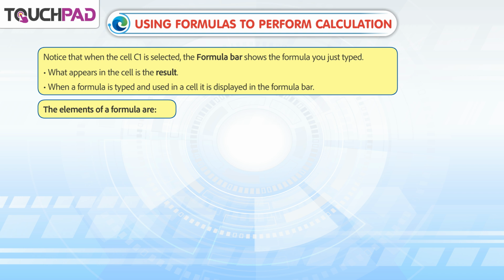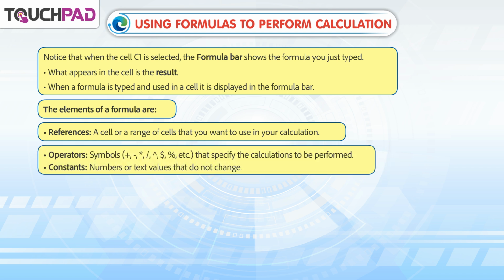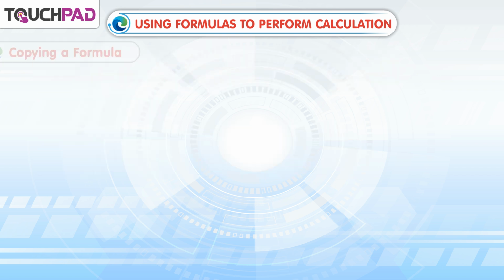The elements of a formula are references, a cell or a range of cells that you want to use in your calculation. Operators, symbols like plus, minus, multiplication, divide by, exponentiation, dollar sign, percentage sign, etc. that specify the calculations to be performed. Constants, numbers or text values that do not change.